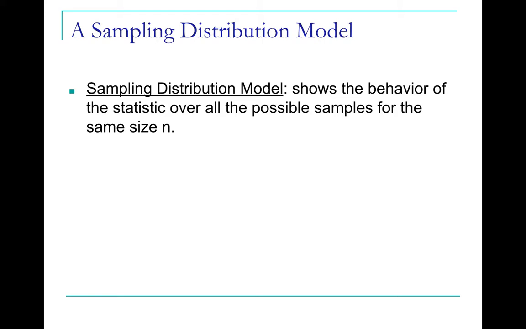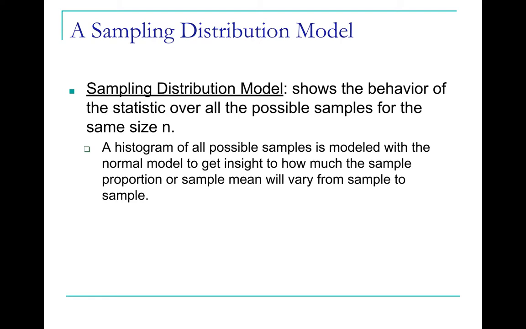A sampling distribution model shows the behavior of the sample statistic, either a mean or a proportion, over all the possible samples for the same sample size n. What that means, let's take a coin for example. If you were to flip a coin 100 times, and you were to calculate the proportion of times it landed heads, whether you got 48% or 49% or 50 or 51%, doesn't matter. If you were to bring that in and we were to plot that, that would show us the distribution of how many heads we would expect to get if we were to flip a coin 100 times.